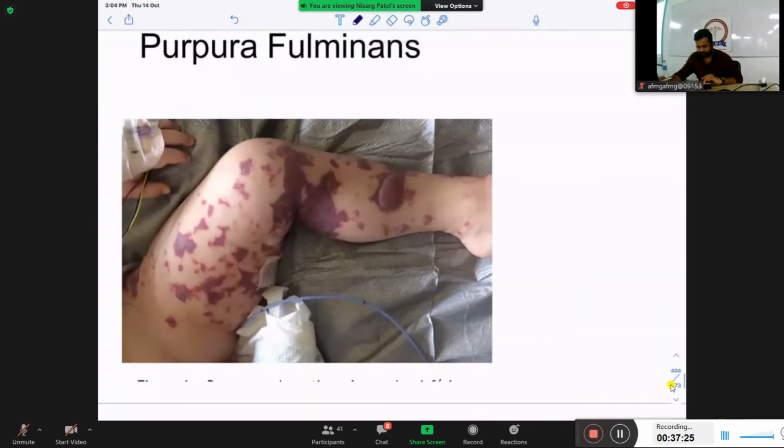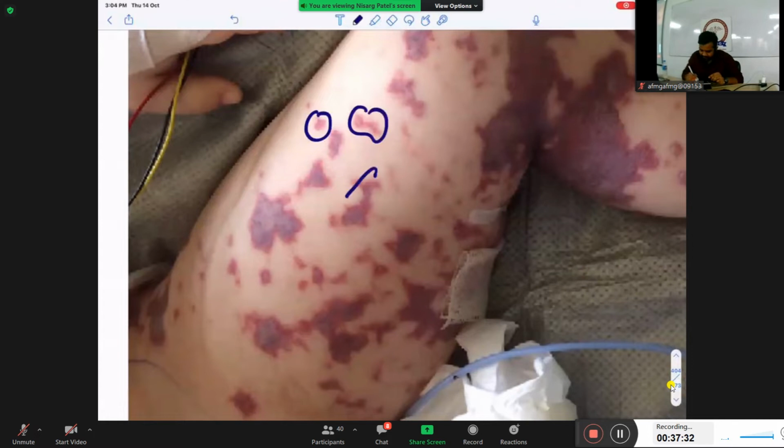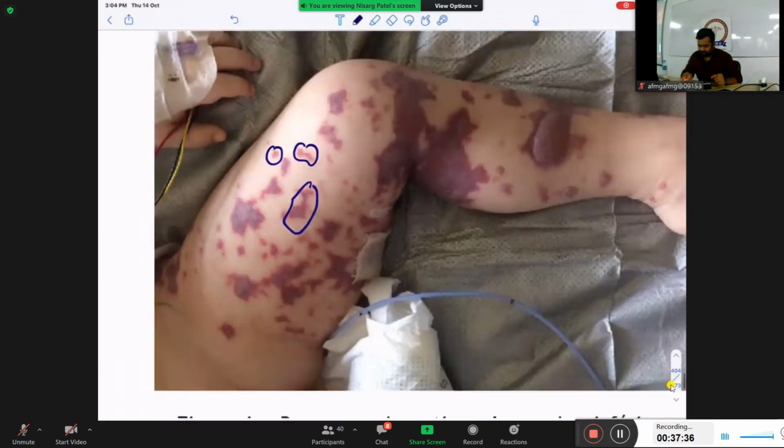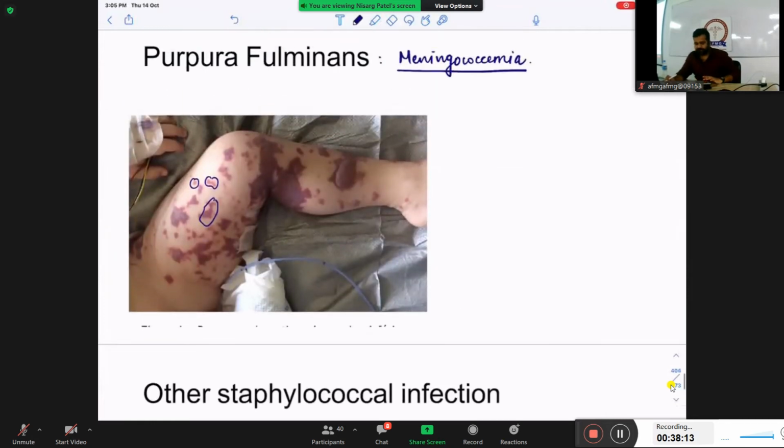See this, purpura fulminans. What is this purpura fulminans? You will notice that there is large subcutaneous bleeding, an ecchymotic bleed. This is a sign of meningococcemia. Purpura fulminans.